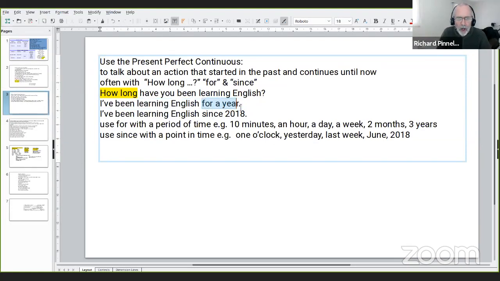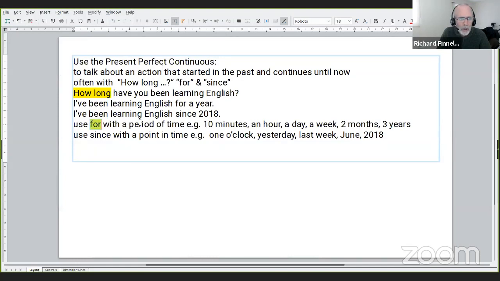And here we have for a year or since 2018, which is saying the same thing, but we often use for and since with these tenses. We use for with a period of time. By a period of time, I mean something like 10 minutes, an hour, a day, a week, 2 months, 3 years, 10 years, 100 years. And since is with a point in time. 1 o'clock, yesterday, last week, June 2018, 1974, 1892. So this is the main use of the present perfect continuous.